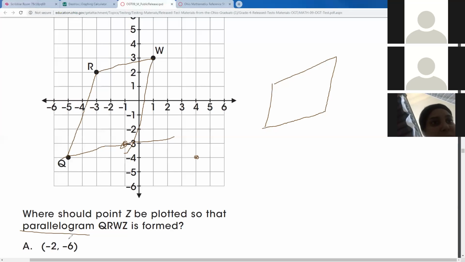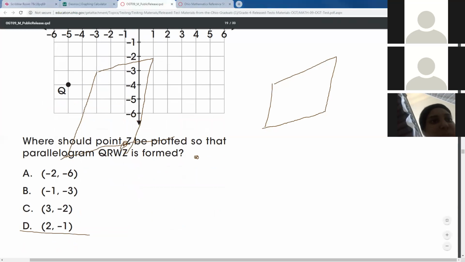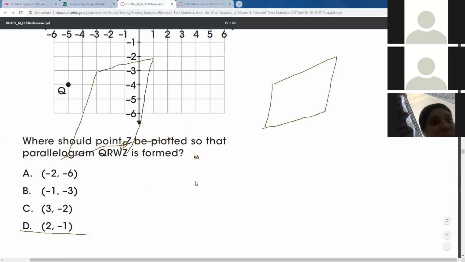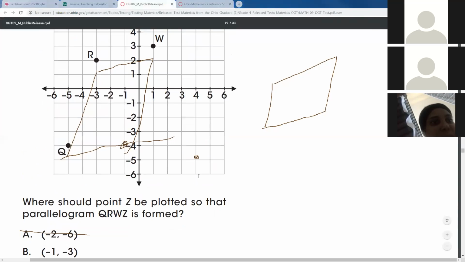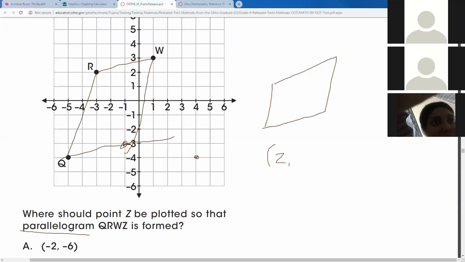Mm-hmm. But let's look at our answer choices and see what options they give us. So we were going out too far. Yep. So we have -2, -6, -1, -3. I think it's B. I think you are correct. -1, -3. Okay, so we don't have to go out that far. It's smaller than that. Yep. Yeah. Okay, I get it now.